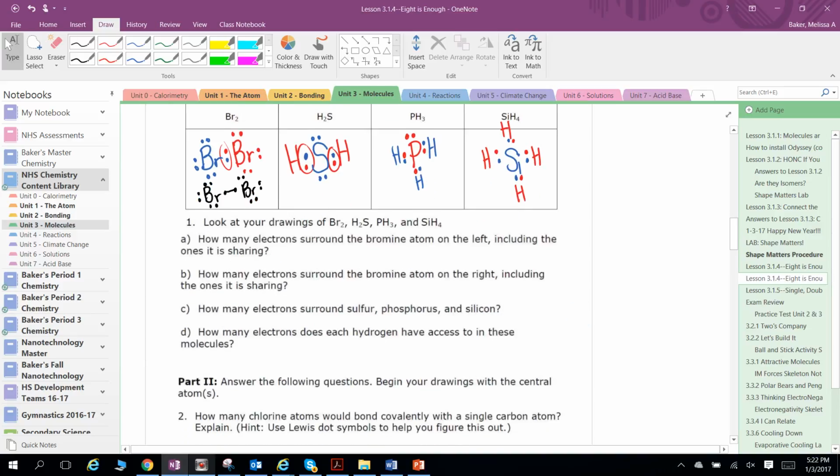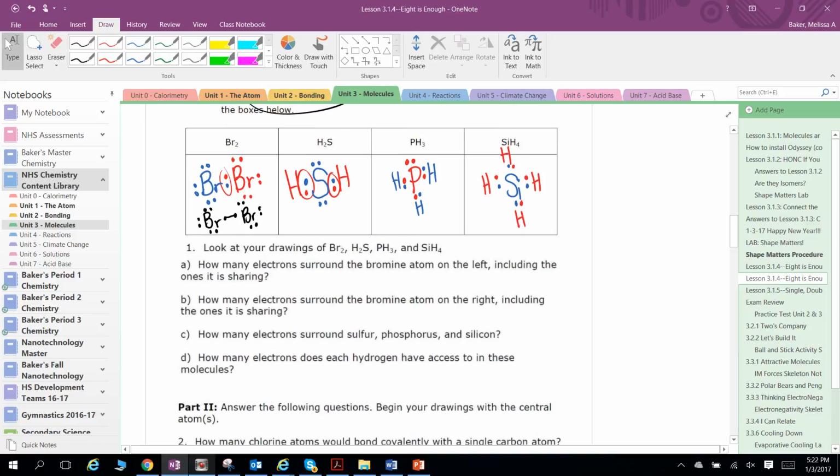It says, look at your drawings. How many electrons surround the bromine on the left? If I count all of them, 1, 2, 3, 4, 5, 6, 7, 8. How many electrons surround the bromine atom on the right, including the ones that it's sharing? 1, 2, 3, 4, 5, 6, 7, 8. How many electrons surround the sulfur? 8. The phosphorus, 8. And the silicon. They all have 8. Well, what about hydrogen? Hydrogen's just a little guy, and it's happy just having 2.